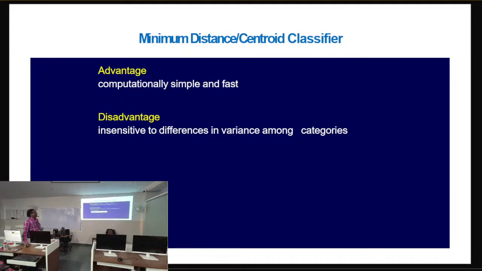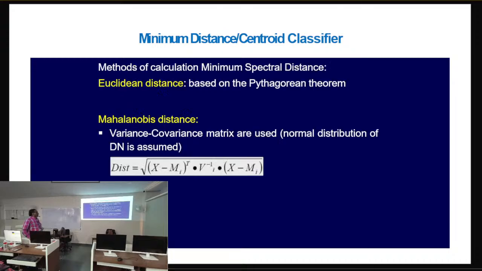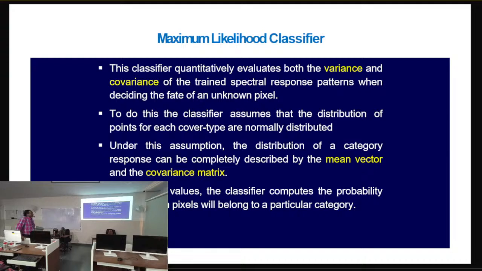And for overcoming this, we have the maximum likelihood classifier, which evaluates both variance and covariance of the trained spectral data set in deciding the candidate pixel's class. To do this, the classifier assumes that the distribution of points for each cover type is normally distributed. So there are certain assumptions with respect to this classifier, but it has got the highest accuracy with respect to classification. The distribution of a category response is completely described by the mean vector and the covariance matrix. What it does is compute the probability that an unknown pixel will belong to a particular category.